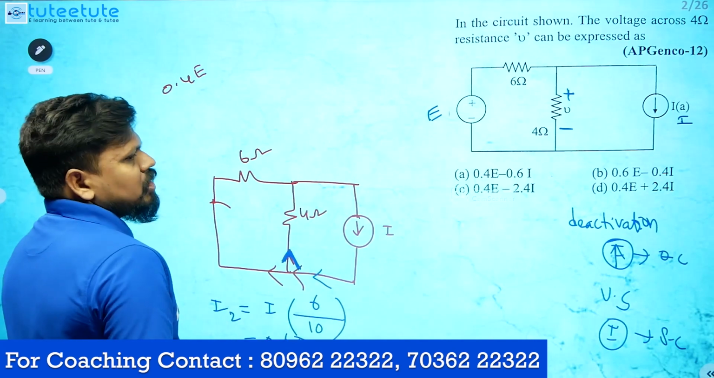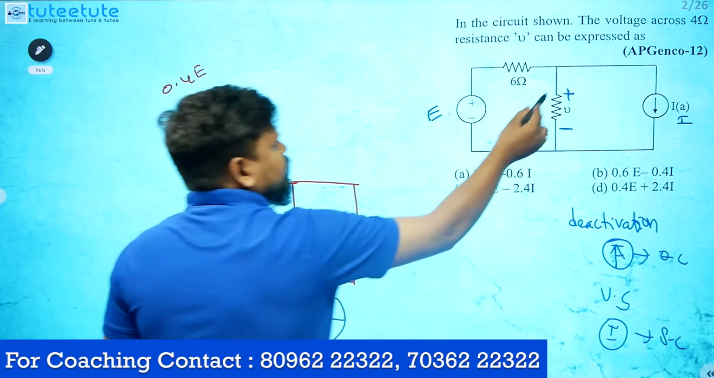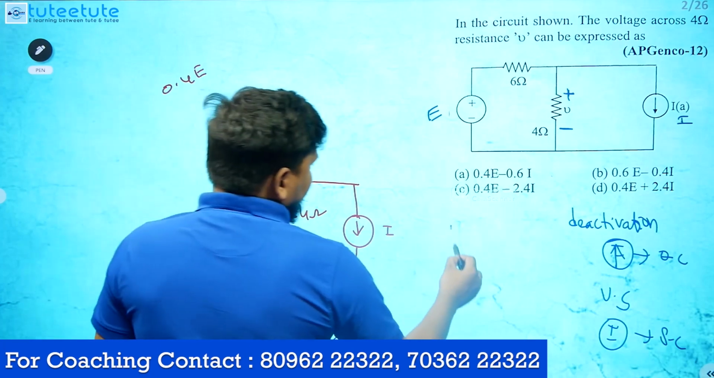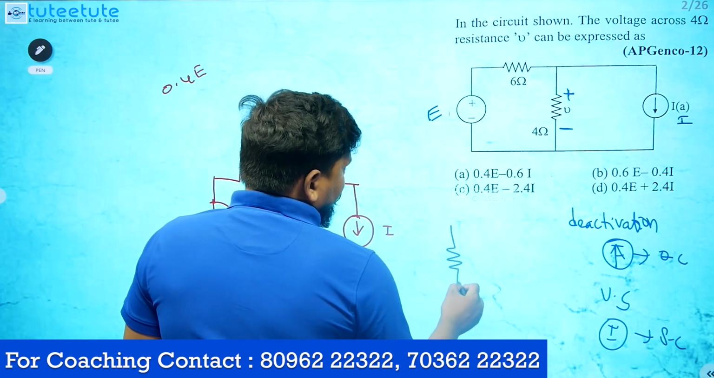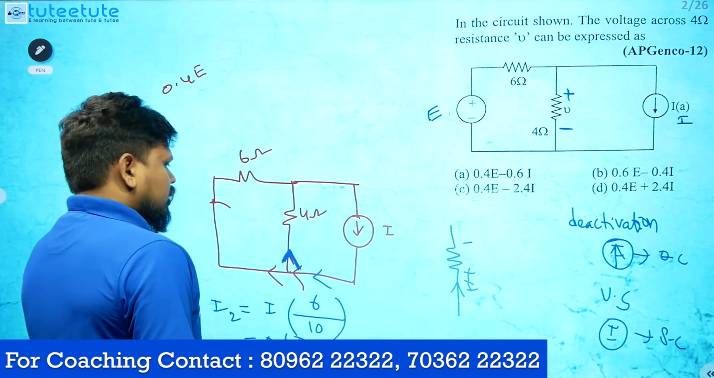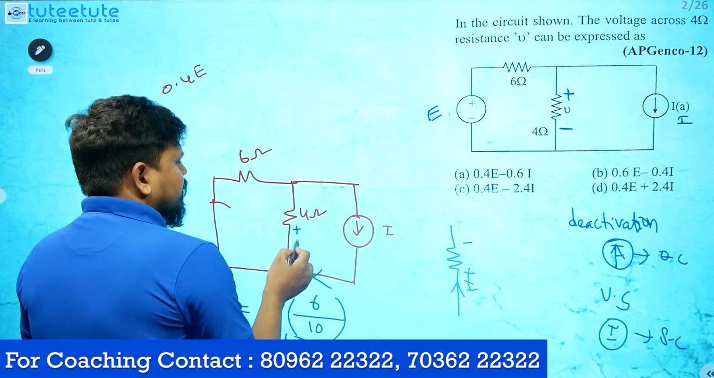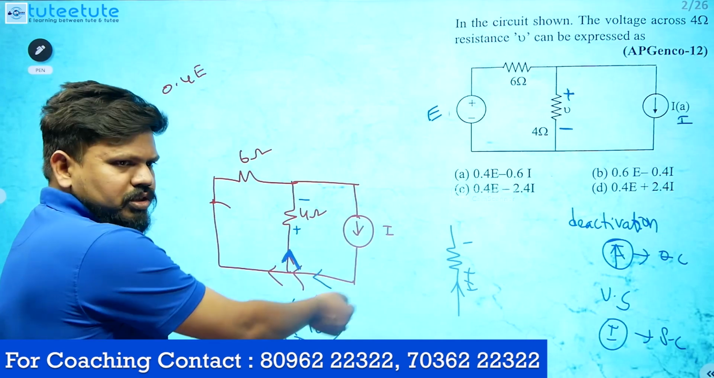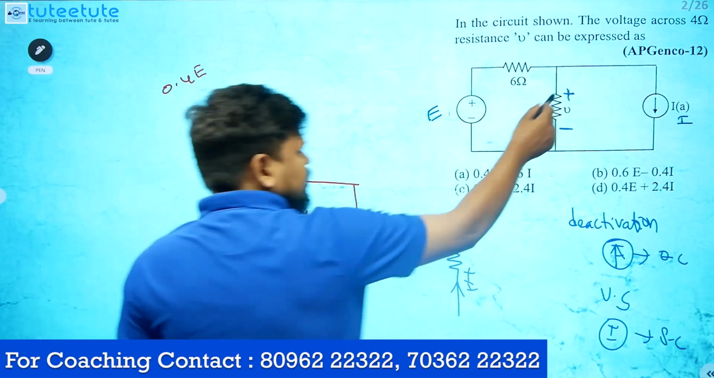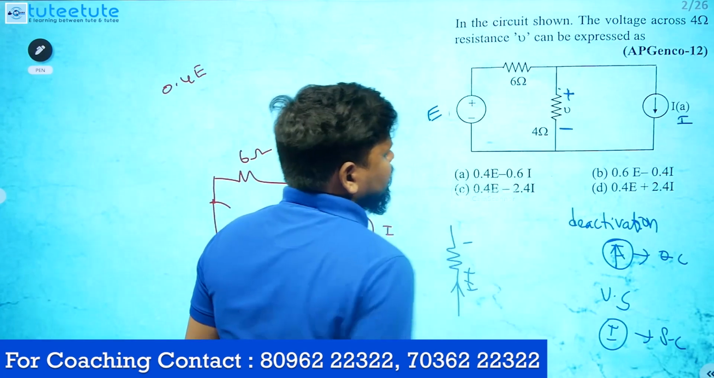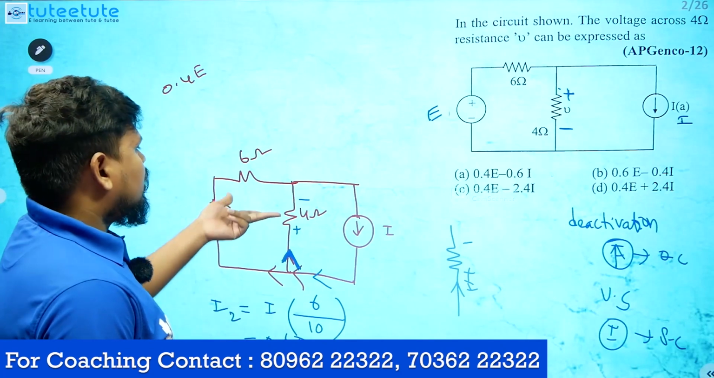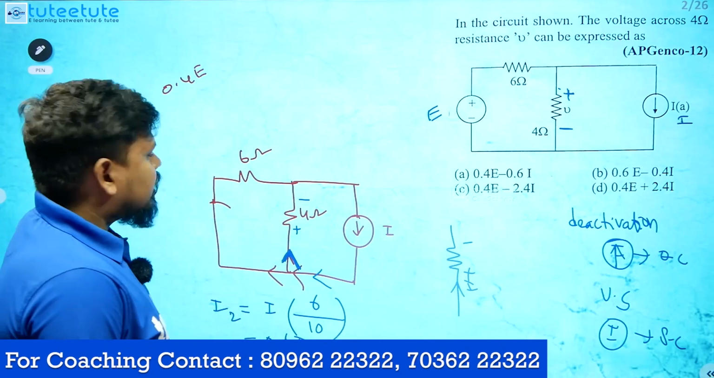So this is the current only, but we want voltage, the voltage between these two terminals. And you see one more thing: for a resistor, wherever current enters, that is plus, and wherever current leaves, that is minus. So according to this current direction, this is plus and this is minus. But we want the voltage in these polarities, plus and minus here. So whatever voltage you get, you just take the minus, then you will get the answer.